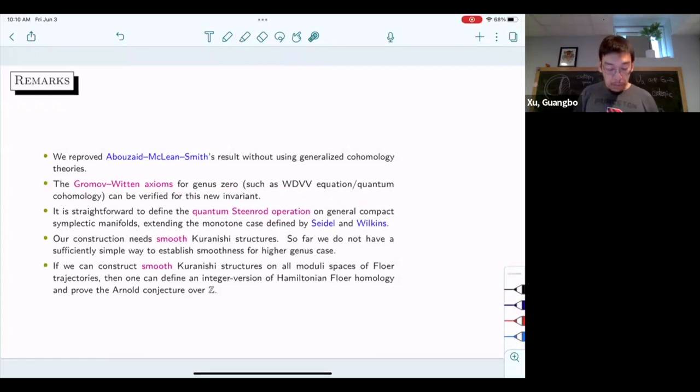And third, we believe that it is straightforward to define quantum Steenrod operations, because the Steenrod operation requires integer counts of curves, which is in general impossible using the classical technique. And this will extend the existing construction in the monotone case by Seidel and Wilkins.